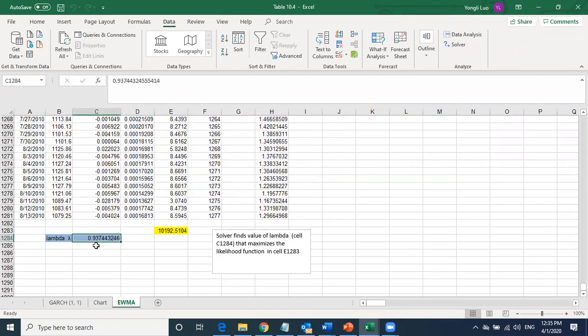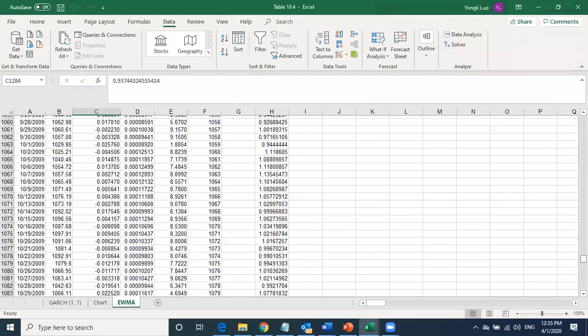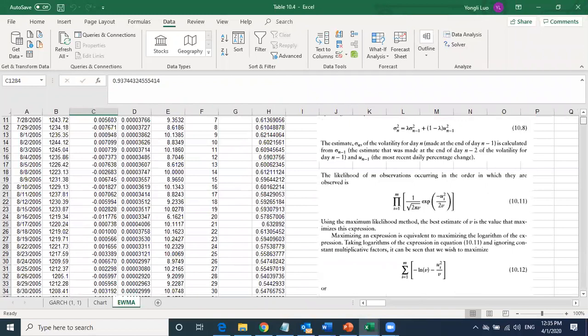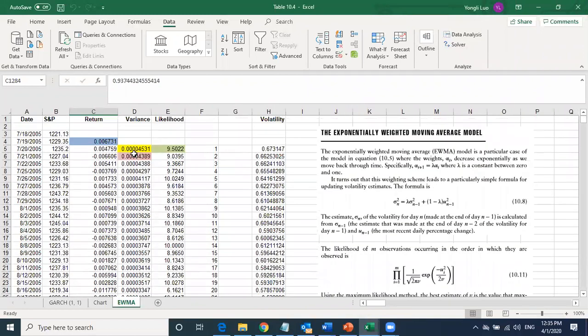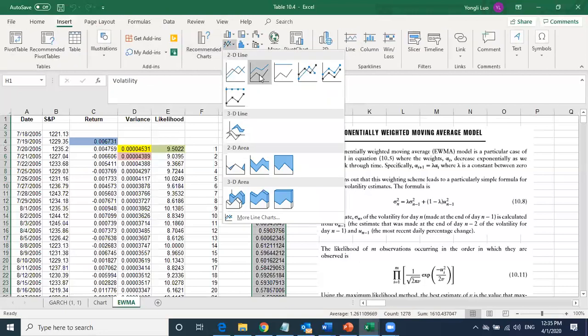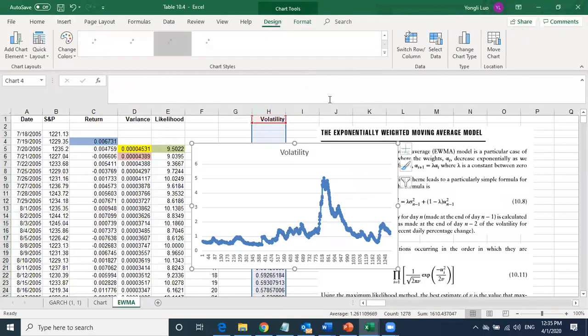0.9374. So you already estimated that, and this is the exponential weighted moving average. For the variance, we take the square root, and that's your volatility. So you get the volatility, insert a graph. This is how the volatility is estimated using the exponential weighted moving average.